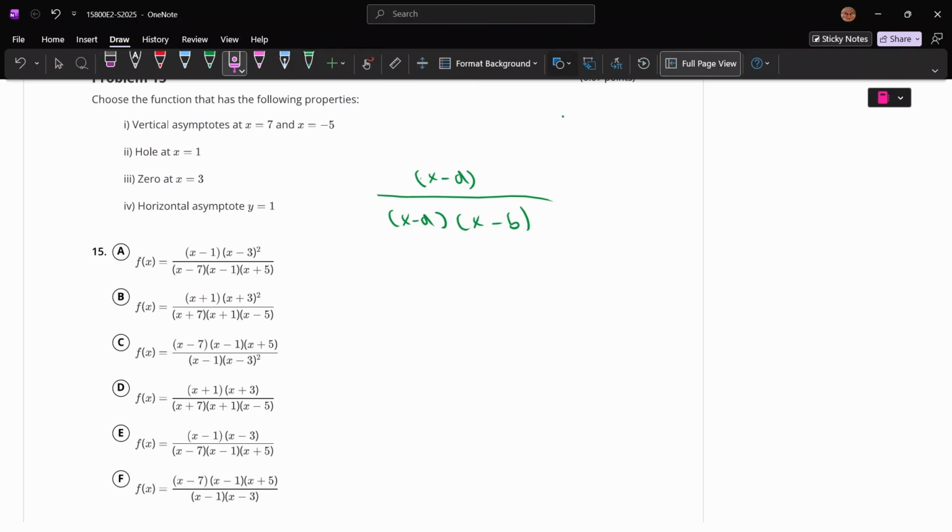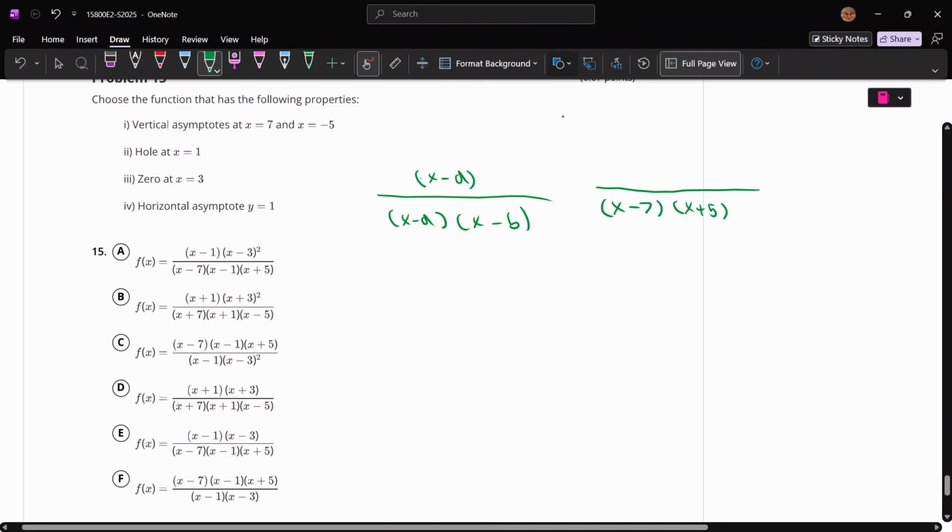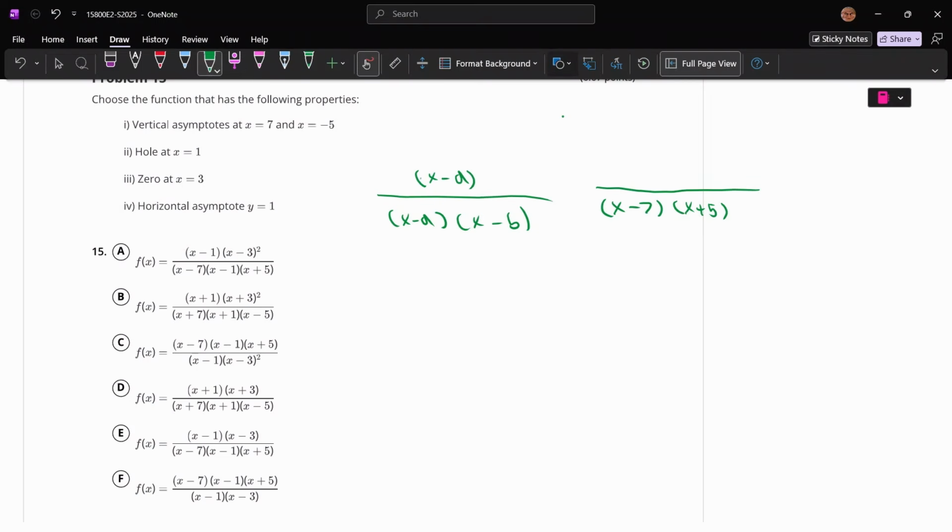So starting with the vertical asymptotes, the question wants us to find vertical asymptotes at x is equal to 7 and x is equal to -5. So we're going to need to look for a fraction where we have an x minus 7 term and an x plus 5 term that also doesn't have these terms in the numerator. So let's make sure that those don't exist there. We don't want those terms in the numerator. We only want them in the denominator.